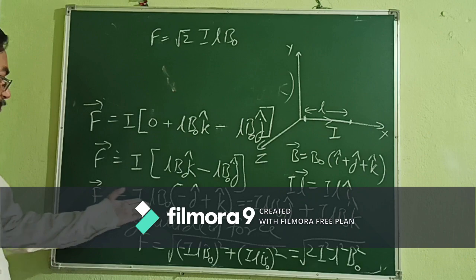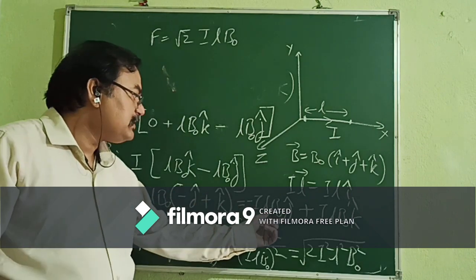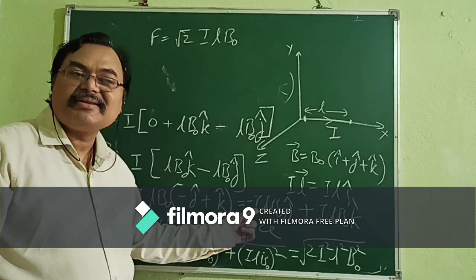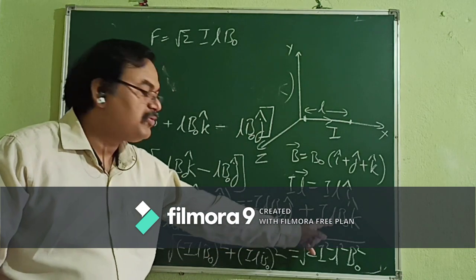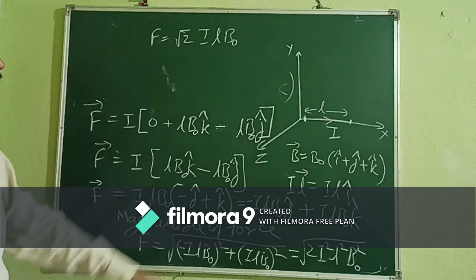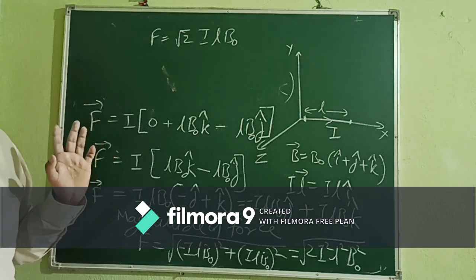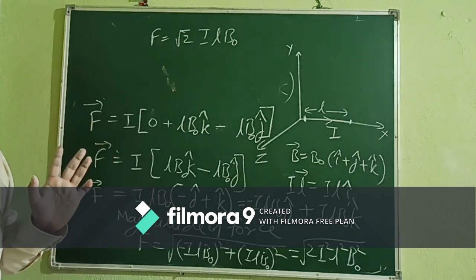This is representing magnitude as well as direction. That means this much force is acting along the negative y axis, and this much force is acting along the positive z axis. And this is the total magnitude of the force, the magnitude of the resultant force. Got it? So note down.